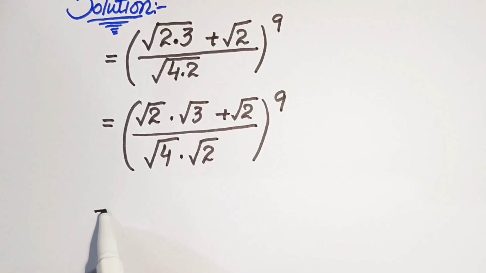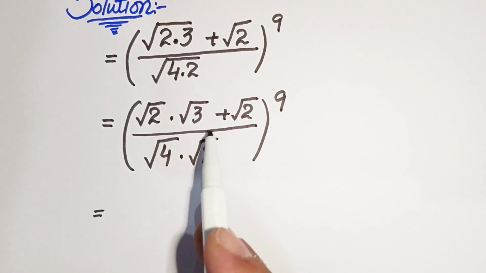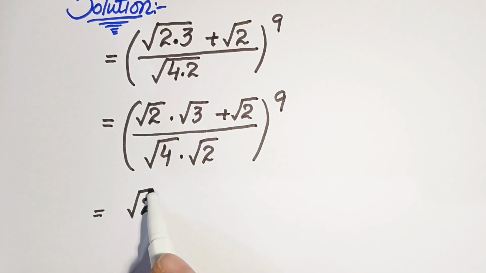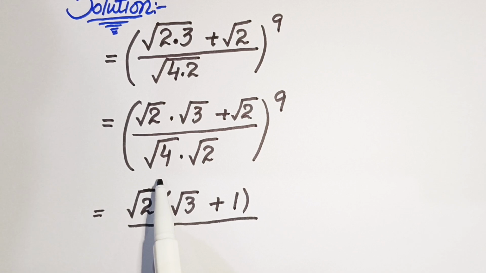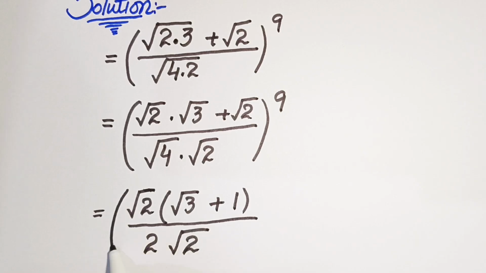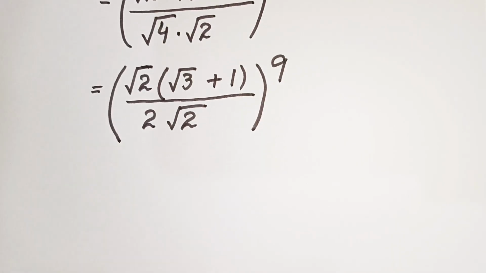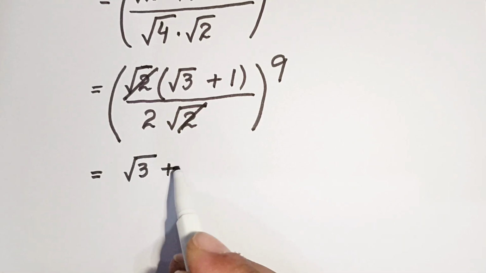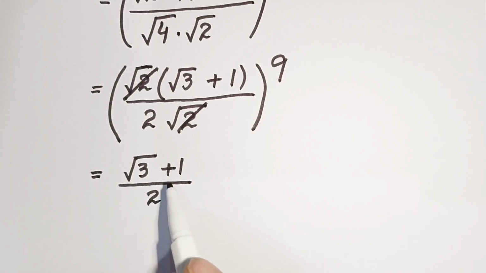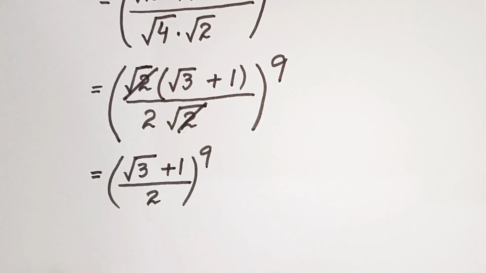Now in the numerator we see that square root of 2 is a common term, so we are going to take square root of 2 common. Here we get square root of 3 plus 1 all over square root of 4, which is equal to 2, times square root of 2, whole to the power 9. Now this square root of 2 can be cancelled out with square root of 2. We have (square root of 3 plus 1) all over 2, whole to the power 9.